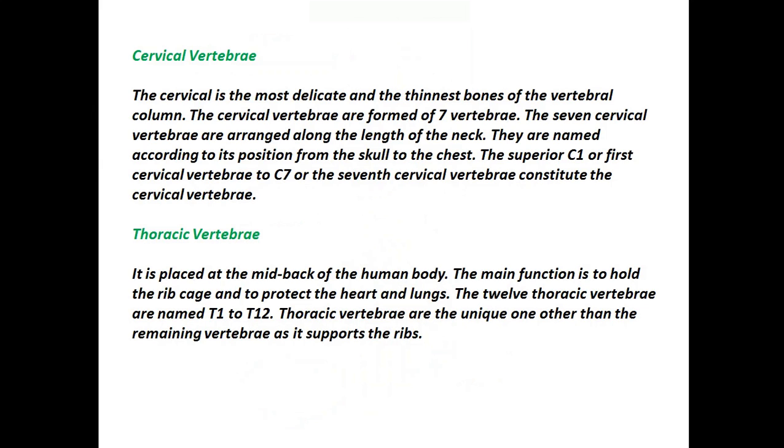Next is thoracic vertebrae. It is placed at the mid-back of the human body. The main function is to hold the rib cage and to protect the heart and lungs. The 12 thoracic vertebrae are named T1 to T12. Thoracic vertebrae are unique compared to the remaining vertebrae, as they support the ribs.